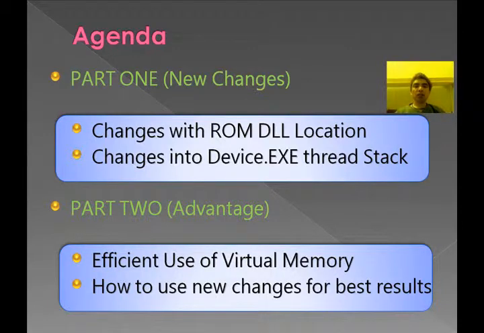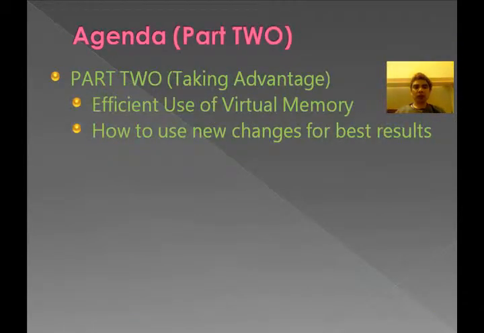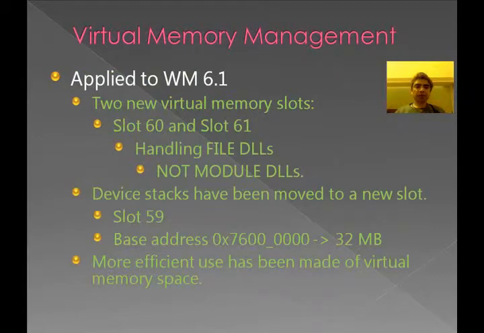Part 2, which is what you are going through now, talks about taking advantage of the changes made in Windows Mobile 6.1 plus, up to 6.5, which is the latest, so up to the 6.5 kernel. The topics include the efficient use of virtual memory, and it also tells you how you can take advantage of the new changes to gain the best results. There are a few slides which are a review related to the previous presentation.